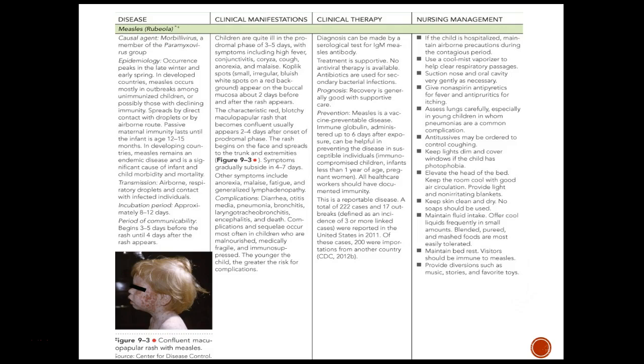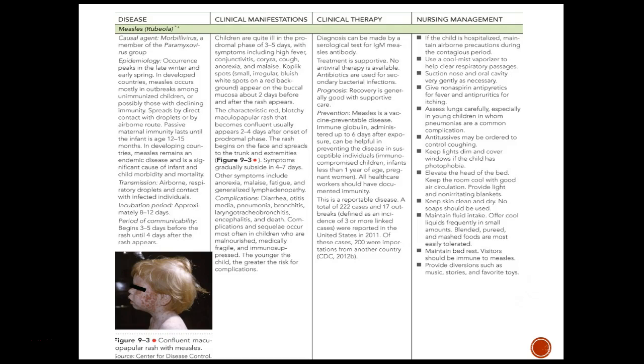We can suction very gently if we need to. Remember, they have that rash on their buccal mucosa, so they tend to be pretty sensitive. We'll give antipyretics and antipruritics for the fever and the rash that typically itches. We want to assess their lungs very carefully, especially in young children, because sometimes these people get pneumonia as a common complication. We want to give them cough suppressants. Keep their skin clean and dry. Don't use soap on that rash.